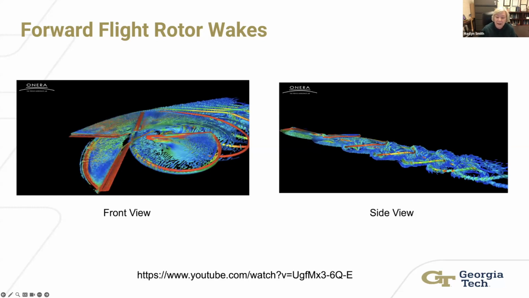Now this is looking at it head on. If you look at the side view, you see that it's at some angle. This angle changes with your advance ratio. It's known as the skew angle. And you have to be careful because you don't want your main part of the fuselage or your tail immersed in this very complicated, unsteady flow, because of course then, not only is your aerodynamics degraded, but also your handling qualities, and your vibrations are really high.